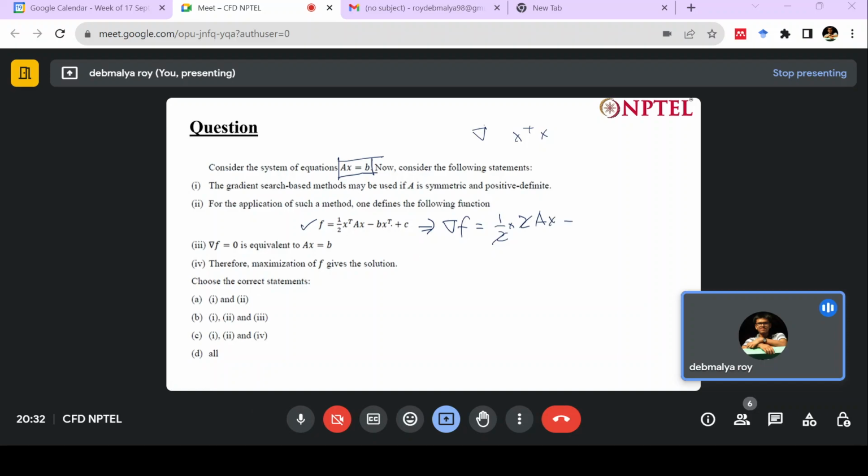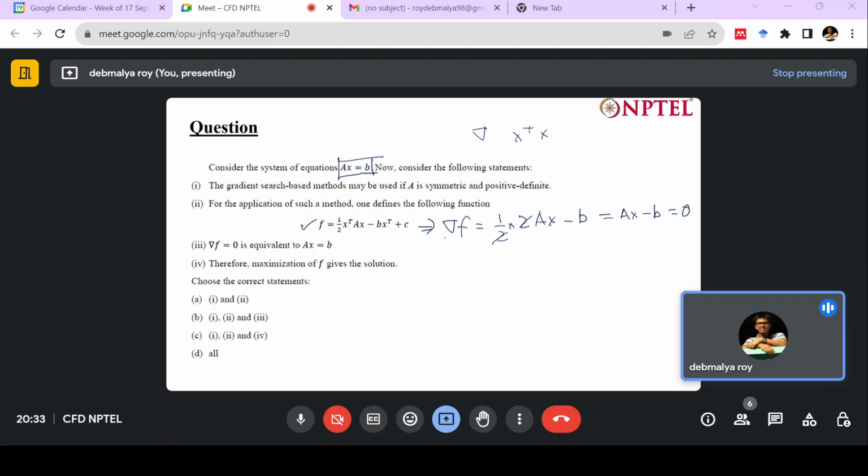And b x transpose is there. If I take a derivative, the x will be gone, and c is a constant, so that will be 0. So what we get is basically Ax minus b. If we equate our gradient of f to 0, then Ax minus b is equal to 0, or Ax is equal to b. So we will get the equation that we wanted to solve.